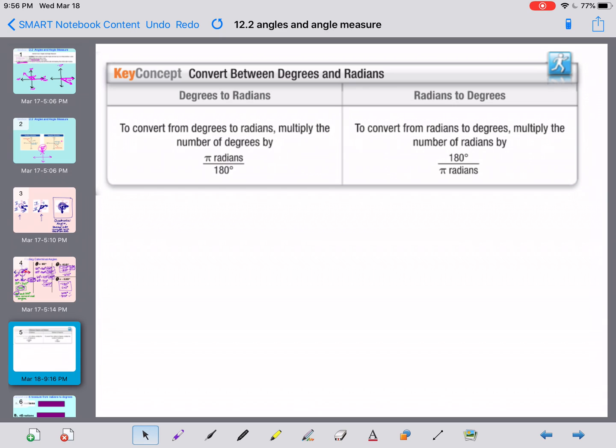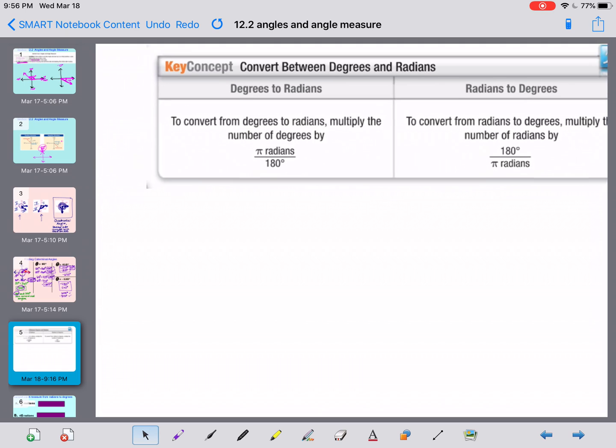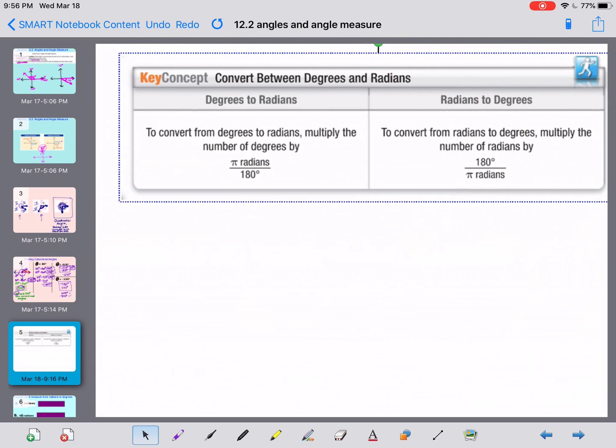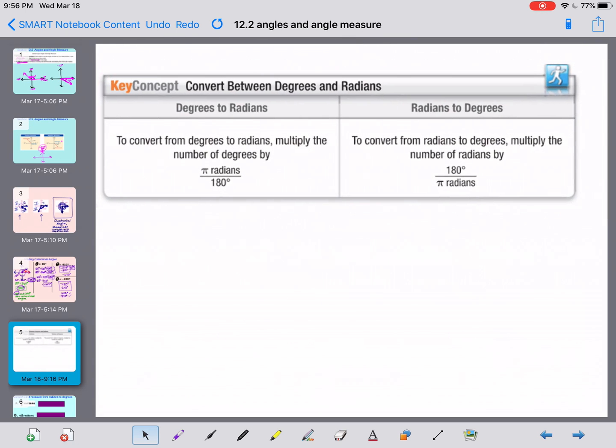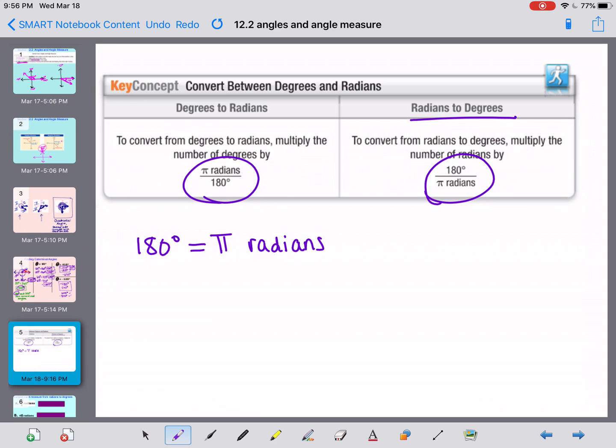So to go from degrees to radians, you want to either copy this down or put it on your worksheet. To go from degrees to radians, you're going to multiply by pi radians over 180. To go from radians to degrees, it's the other way around. So 180 degrees is equal to pi radians. So we can use this ratio either way, depending on what we want to convert to.